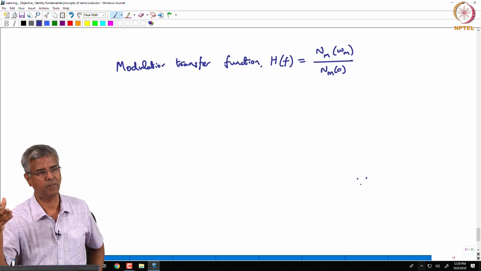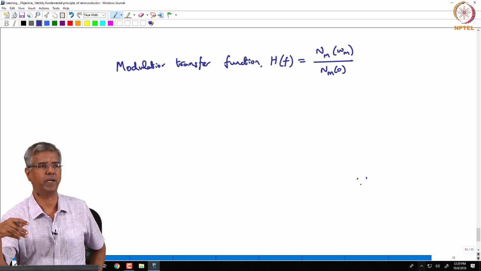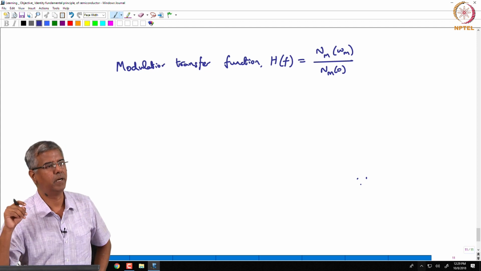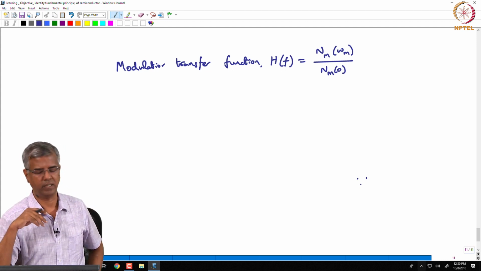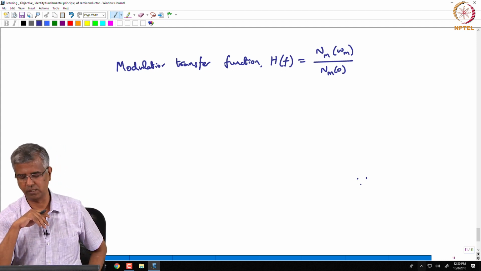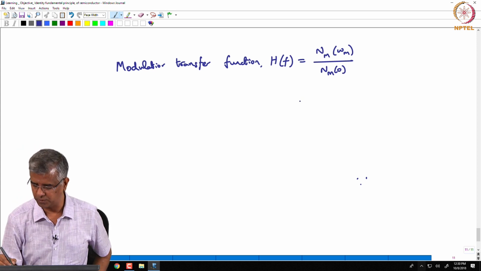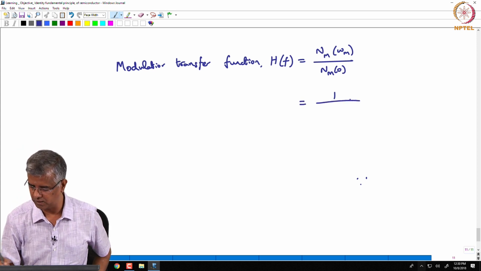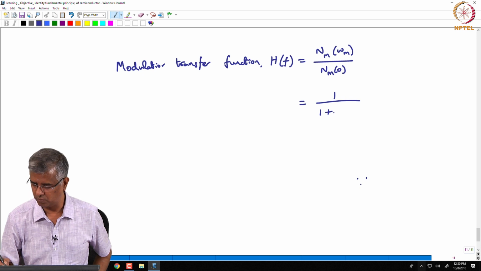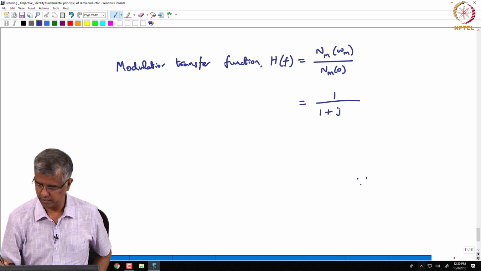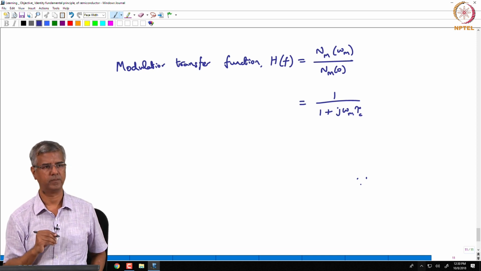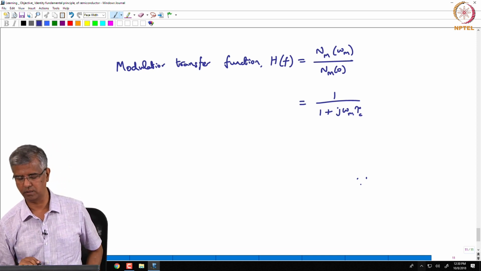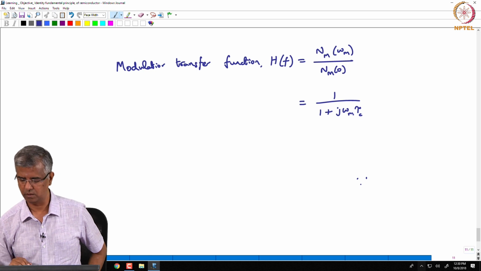So as you go to higher frequencies, you cannot expect the same number density as you would have at lower frequencies. But we have an expression for this, and that expression is 1 over 1 plus j omega m tau c, right? That is what we found out in our analysis.